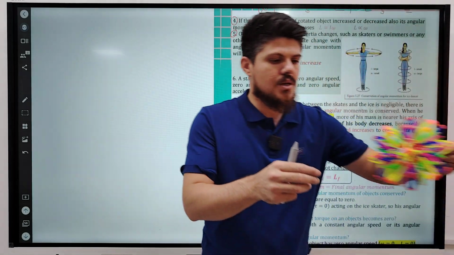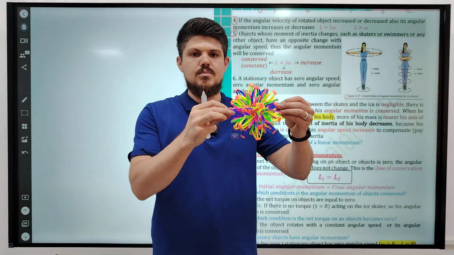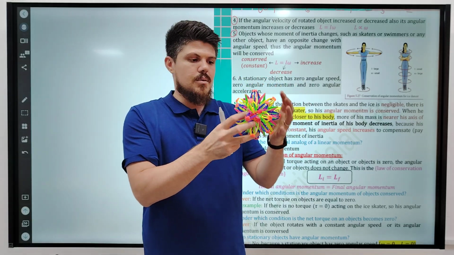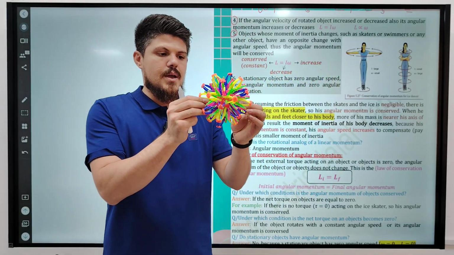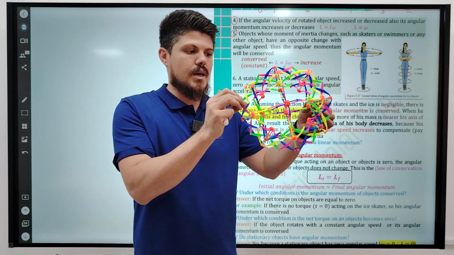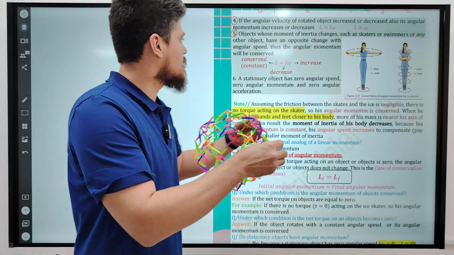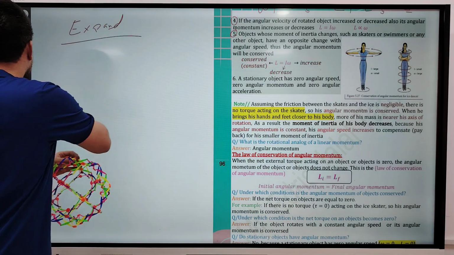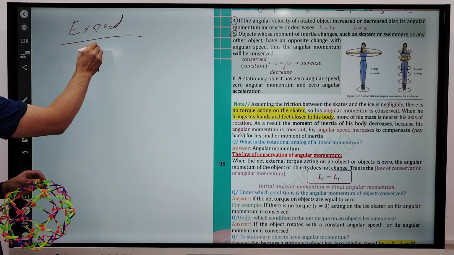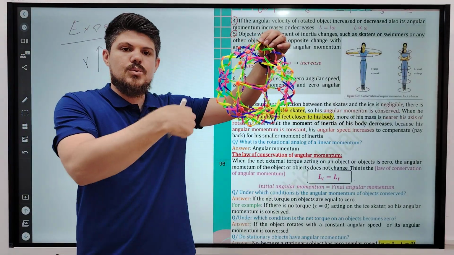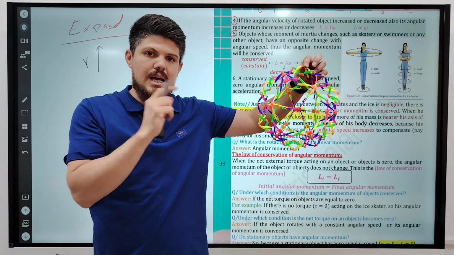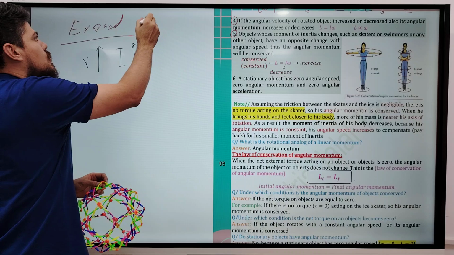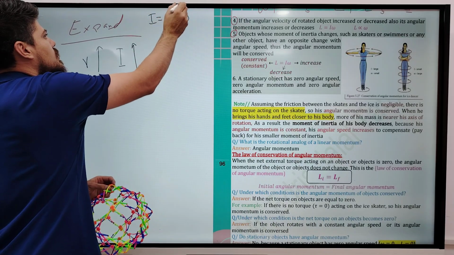As you can see in this object, okay? If you look, the mass of this object is constant. But in the case of expanding, what happened to the radius? Expand. In the case of expand, what happened to the radius? Increase. When the radius increases, the distribution of mass moves away from the axis of rotation. What happened to the moment of inertia? Also increase. Why? Because moment of inertia is equal to m r squared.